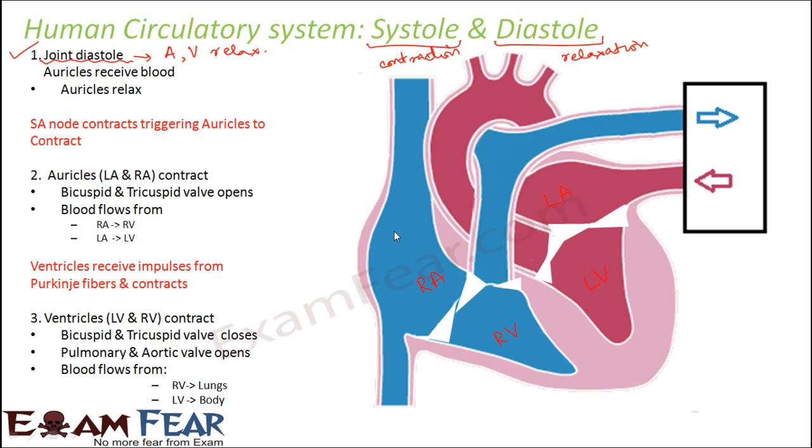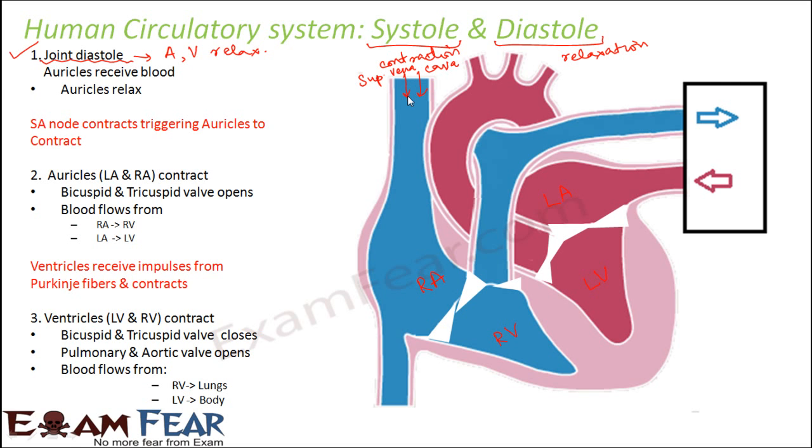Now what happens here? The auricles receive blood. Auricles keep on receiving blood. From where? If you talk about the right auricle, it is going to receive blood from the superior vena cava. You remember we talked about the veins. Veins carry deoxygenated blood. There are capillaries which join together to form venules, venules join together to form veins, and veins join together to form vena cava. So this vena cava actually carries the deoxygenated blood to the right auricle.